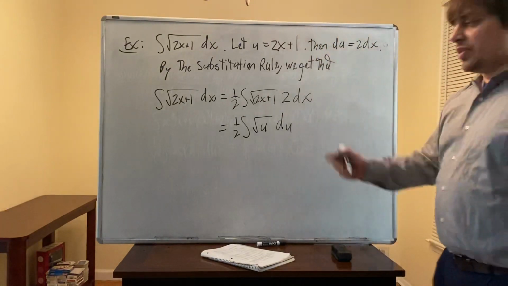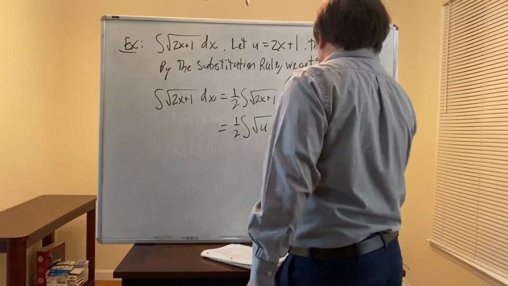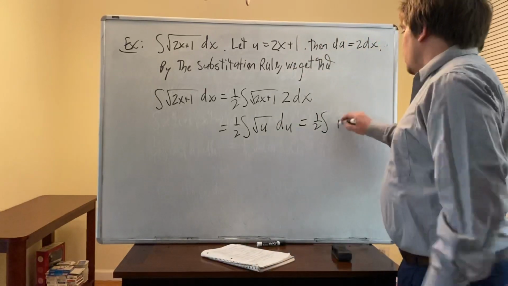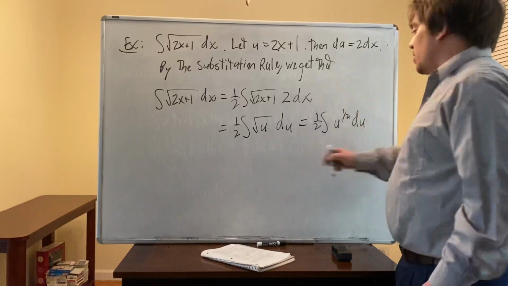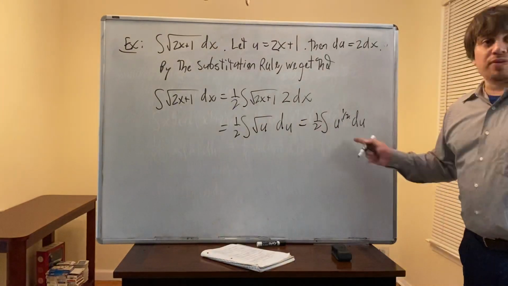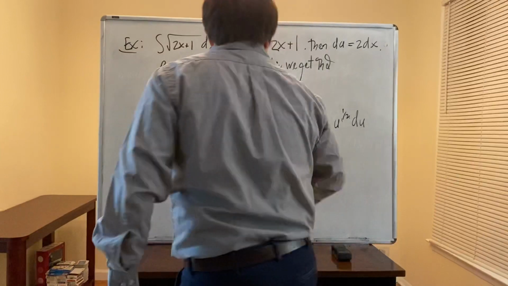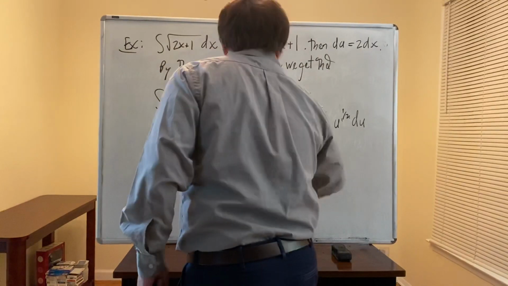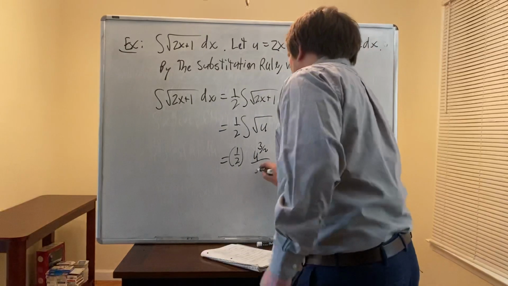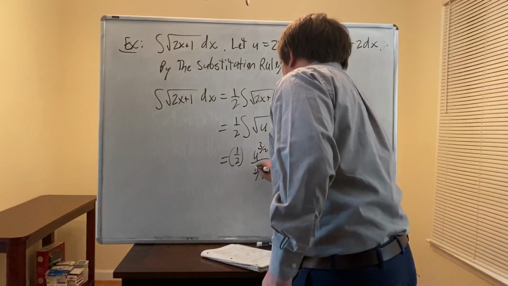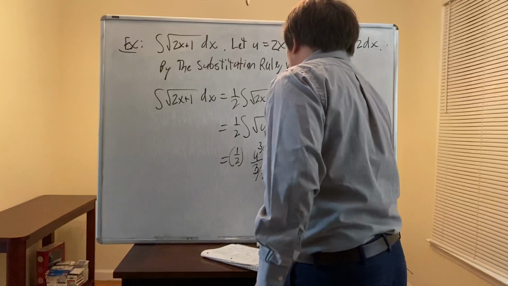And now it's easy from here. This is equal to 1/2 the integral of, change this to u to 1/2 du. So now I'm expressing the square root of u in exponential form instead of root form. Now what's the integral of that? That's 1/2 times u to the 3/2. 1/2 plus 1 is 3/2, divided by the new exponent, which is 3/2. And so that's plus c.